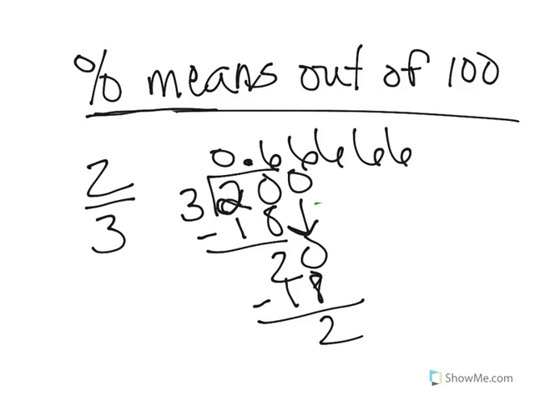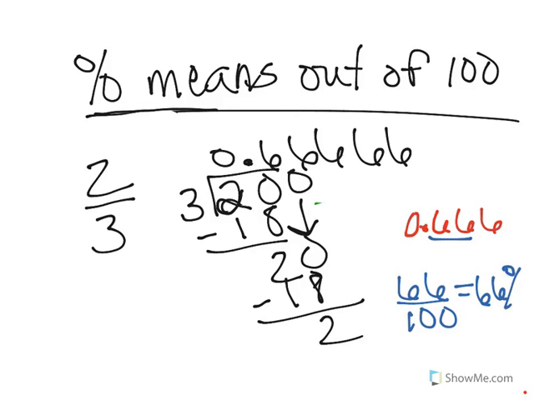Percent means out of 100. So if I had, I'm going to stop at 3 of them. I'm going to focus on the first two. 66 hundredths right here. That would be 66 over 100. So that would be 66%. Now, this isn't 66 hundredths. That 6 goes on forever.